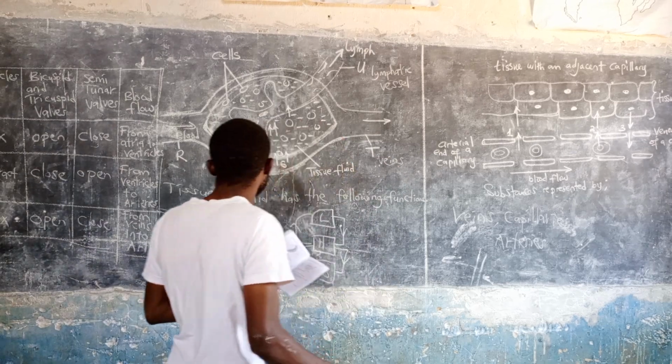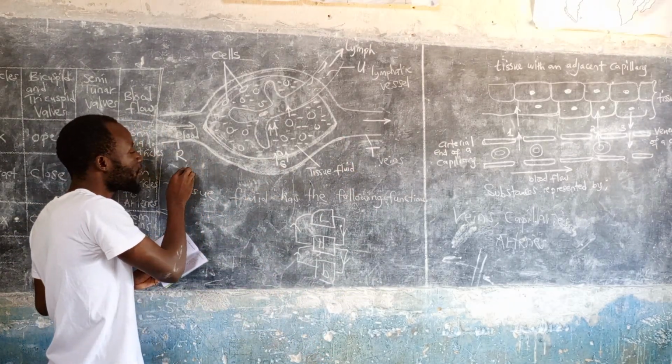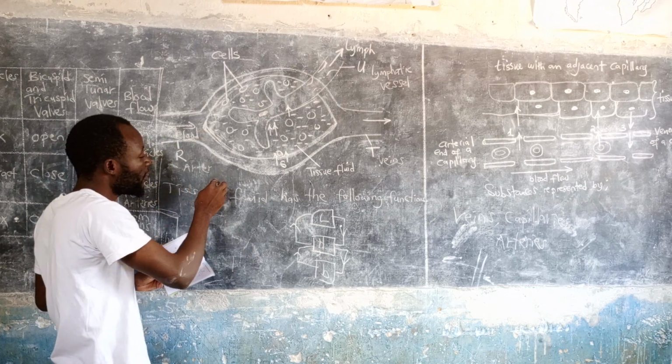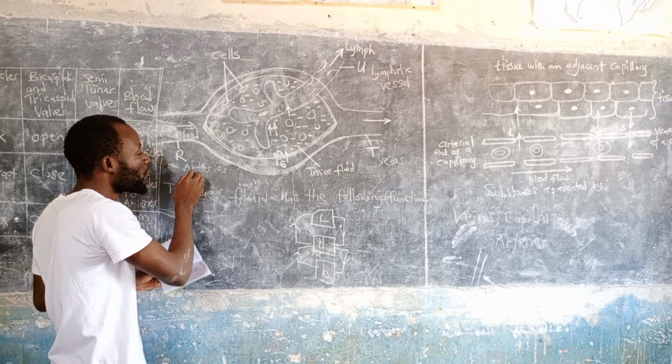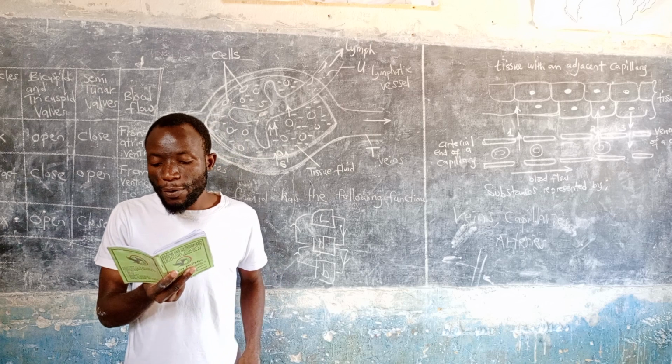So veins. Now, R is supposed to be what? R is supposed to be arteries. They're the ones bringing blood to the body cells. So it's as simple as that. We go to the next part.